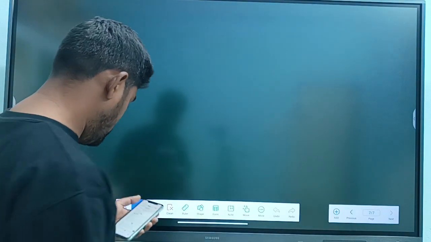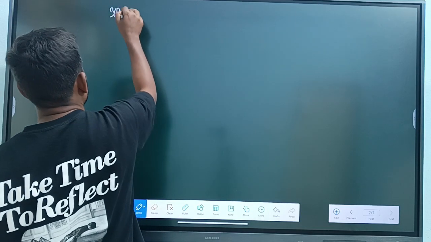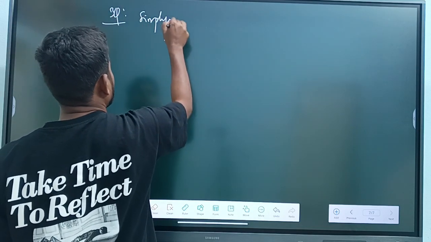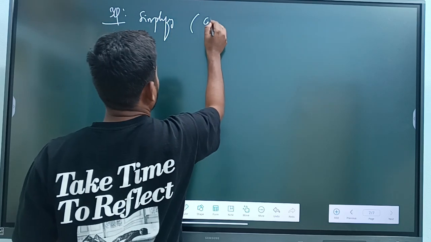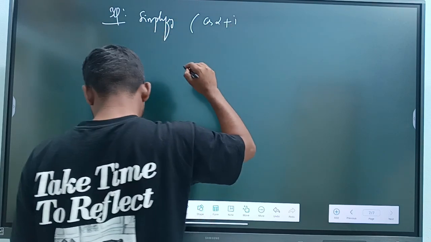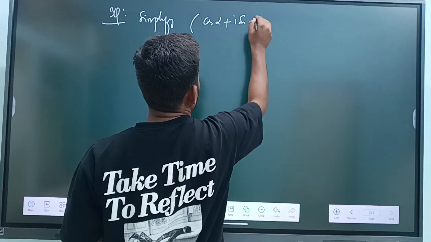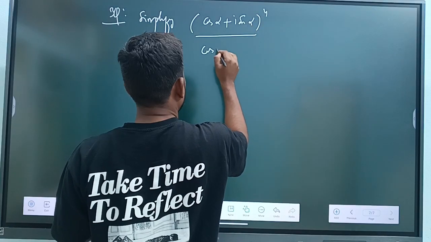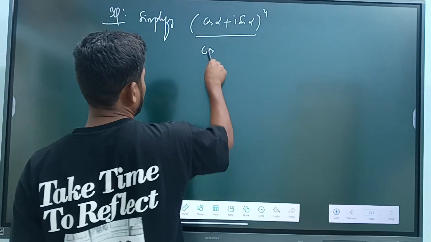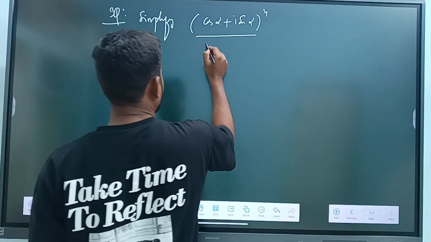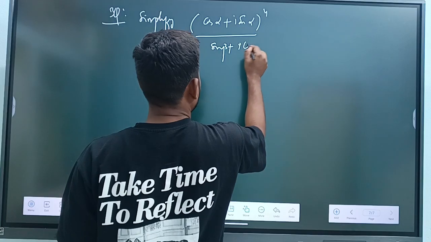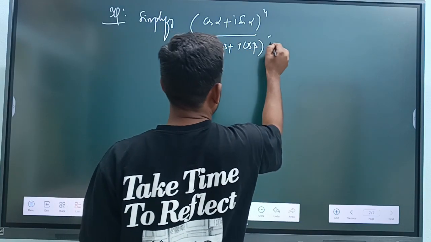So third question. Simplify (cos alpha plus I sin alpha) whole to the power of 4 by (sin beta plus I cos beta) whole to the power of 8.